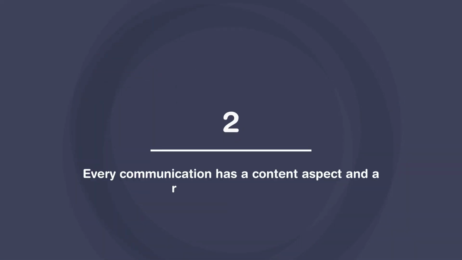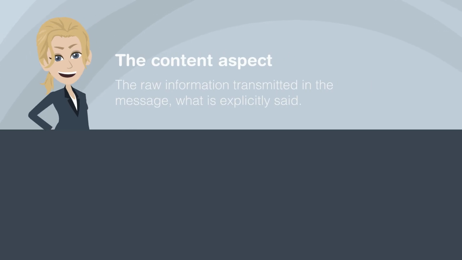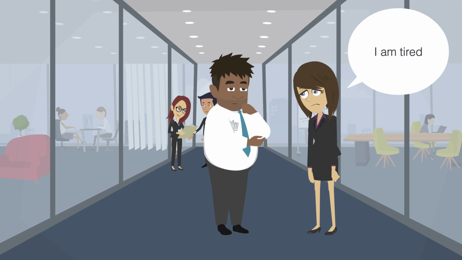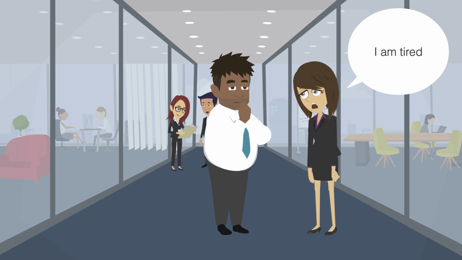Every communication has a content aspect and a relationship aspect. The content aspect is the raw information transmitted in the message, what is explicitly said. For example, in the phrase, "I'm tired," the content is the information that the person is tired.